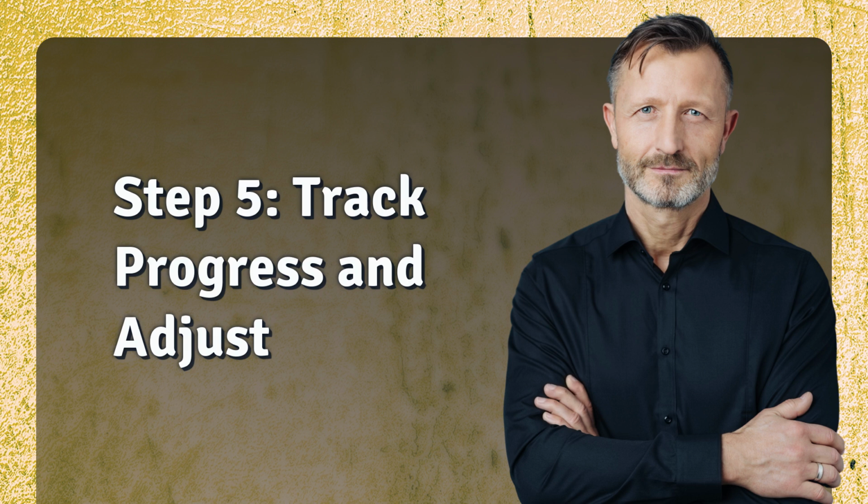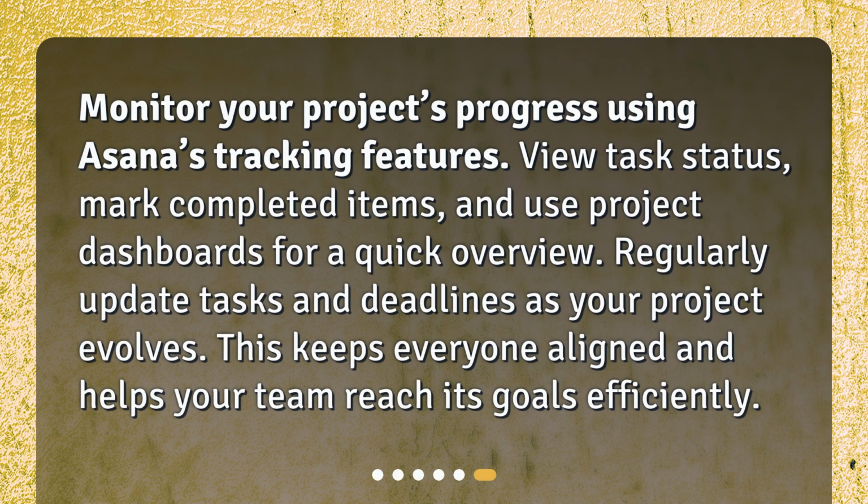Step 5. Track progress and adjust. Monitor your project's progress using Asana's tracking features. View task status, mark completed items, and use project dashboards for a quick overview. Regularly update tasks and deadlines as your project evolves. This keeps everyone aligned and helps your team reach its goals efficiently.